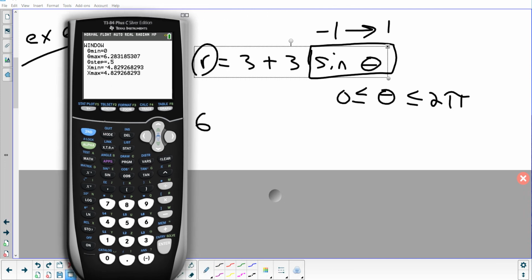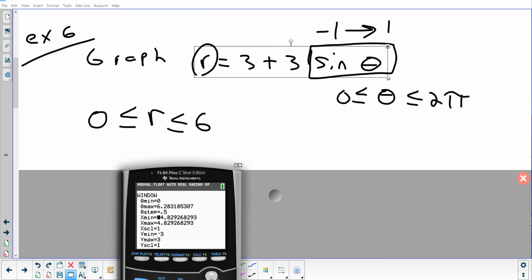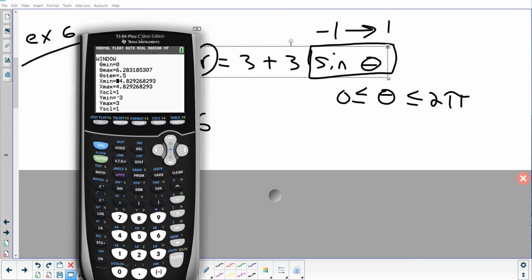Let's check our window. Anytime you're dealing with a trig function, generally you do have to go 0 to 2 pi to get a full picture. But they tell you that in this case as well. Okay, so 0 to 2 pi. We know that we could be up to 6 units away from the origin. That's a radius of 6 at the most. We don't know 6 units which way, up, down, left, or right.